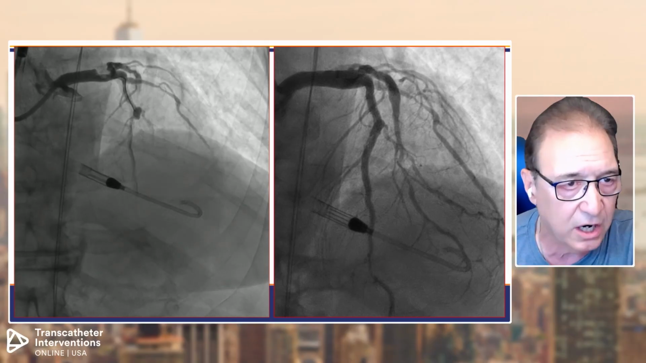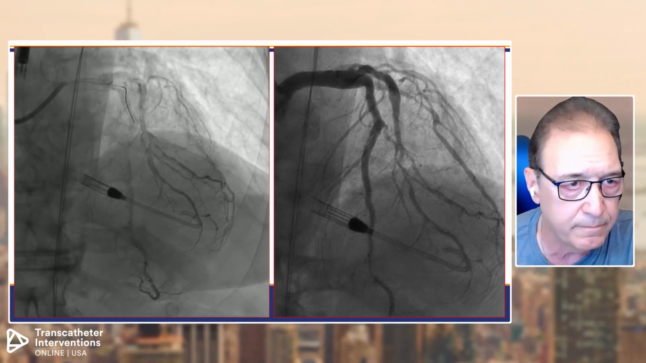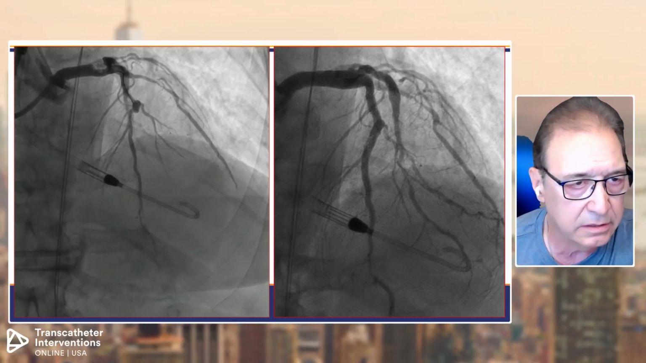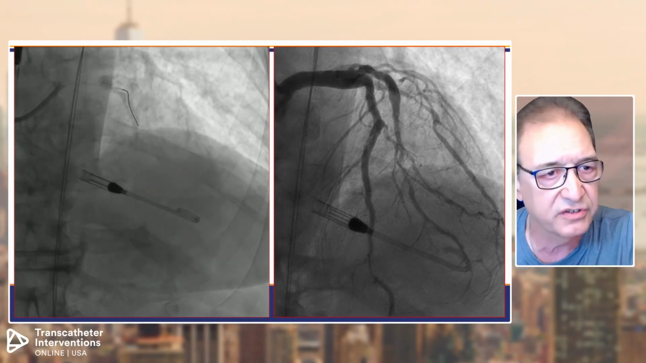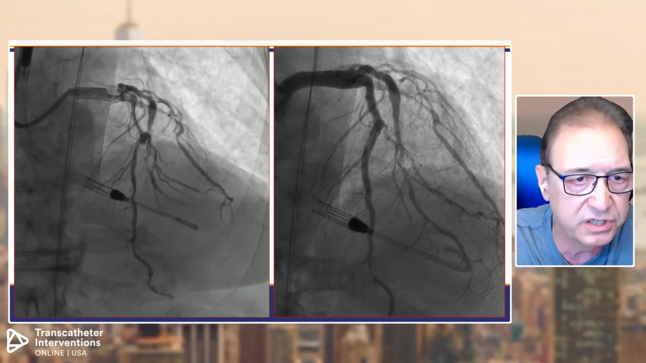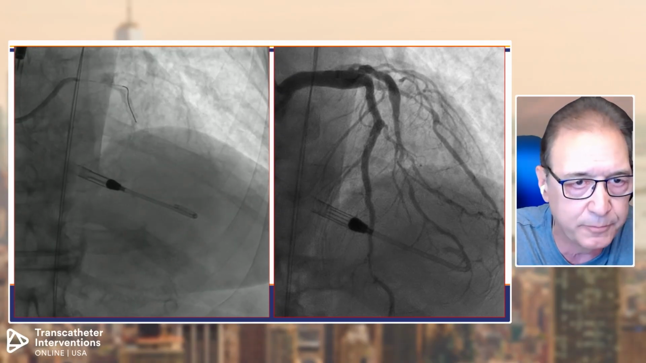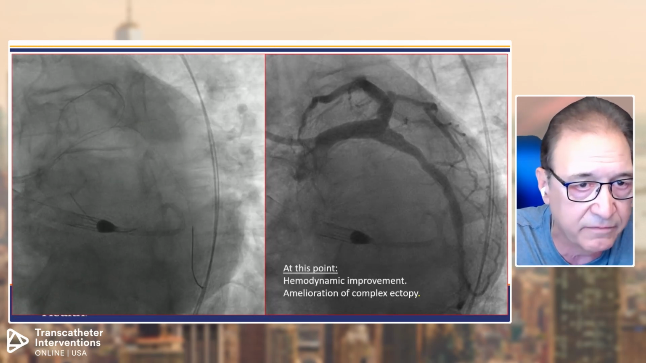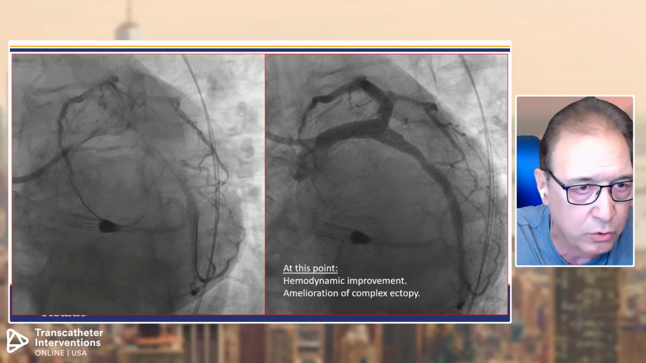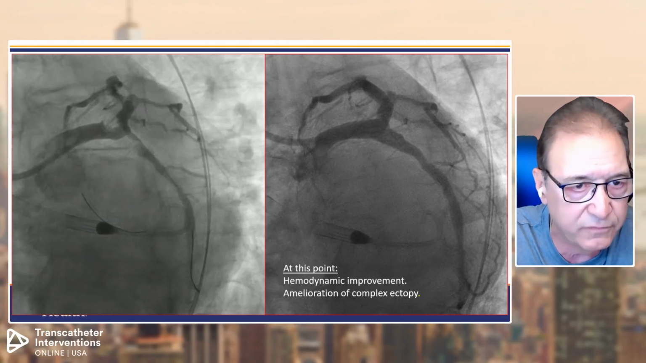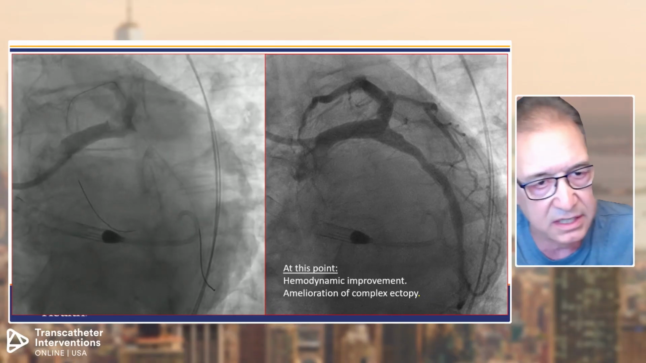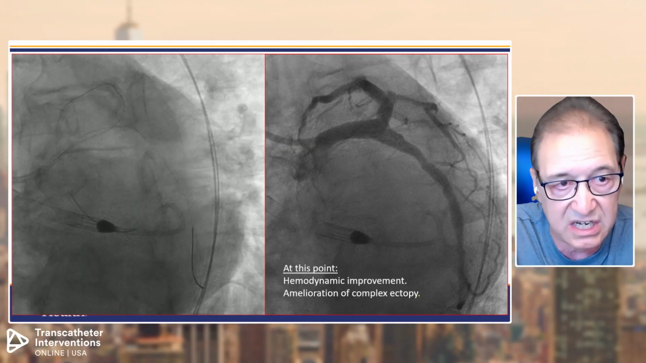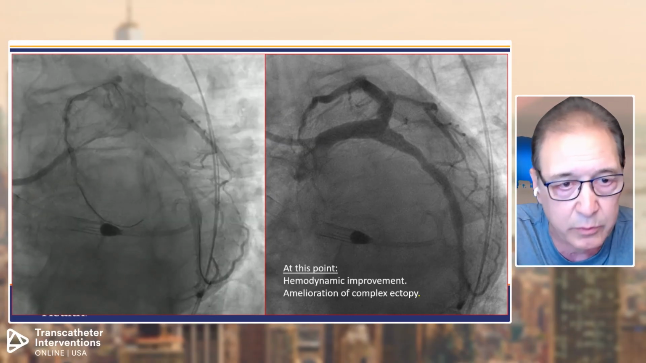You can see to the left our before picture with that big calcium nodule, and the post-lithotripsy plus stenting. We did no rotational atherectomy on this. And here's really a very beautiful view of what we were able to achieve with lithotripsy and stenting. We used OCT every step of the way to guide what we were doing.